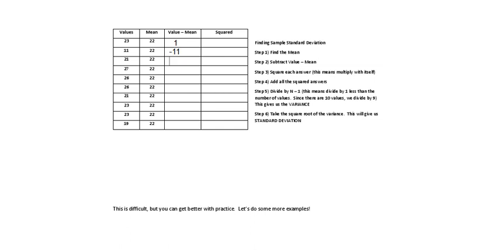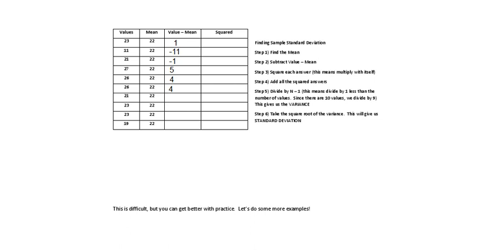21 minus 22 is negative 1. 27 minus 22 is positive 5. 26 minus 22 is positive 4. Then positive 4 again.